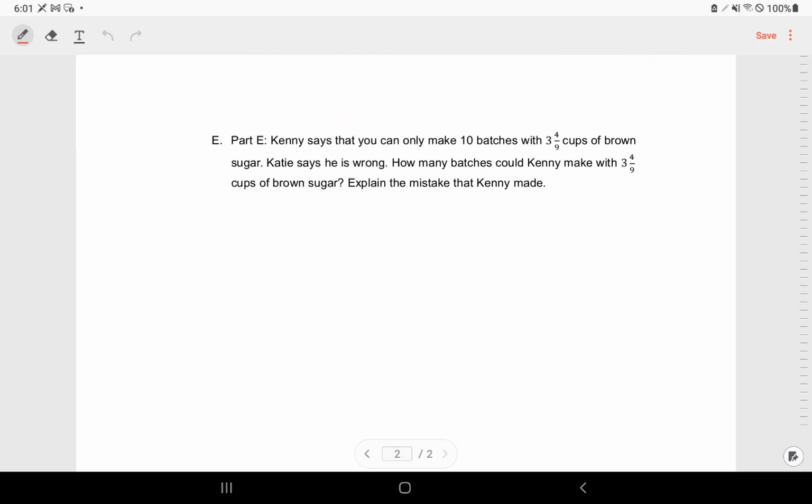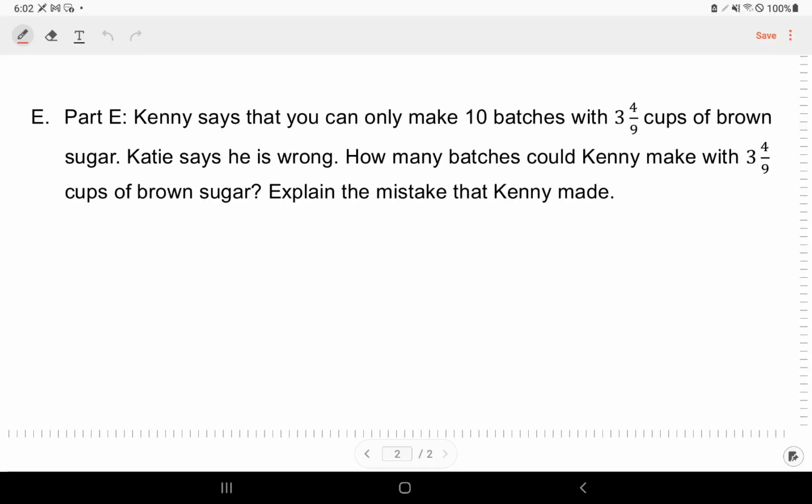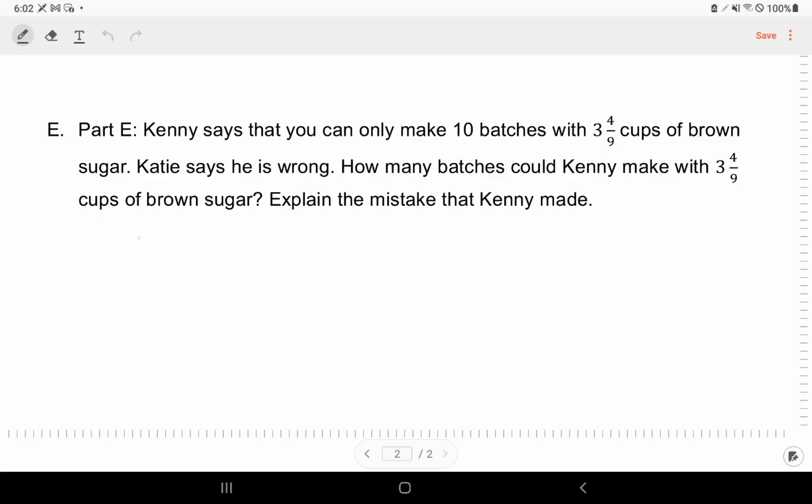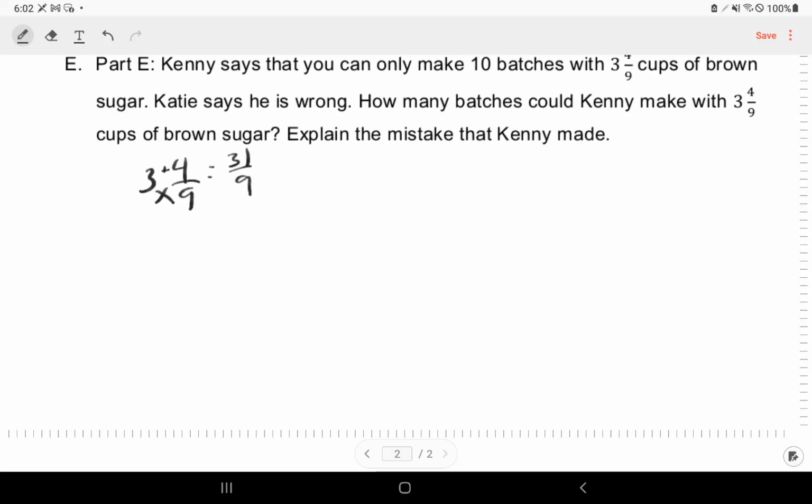And now for the last part. Kenny says you can only make 10 batches with 3 4/9 cups of brown sugar. Katie says he's wrong. How many batches could Kenny make with 3 4/9 cups of brown sugar? So, we've got 3 4/9. Well, let's do a little math. But 3 4/9, so 9 times 3 is 27, plus 4 is 31/9. So that means I need 31 boxes.